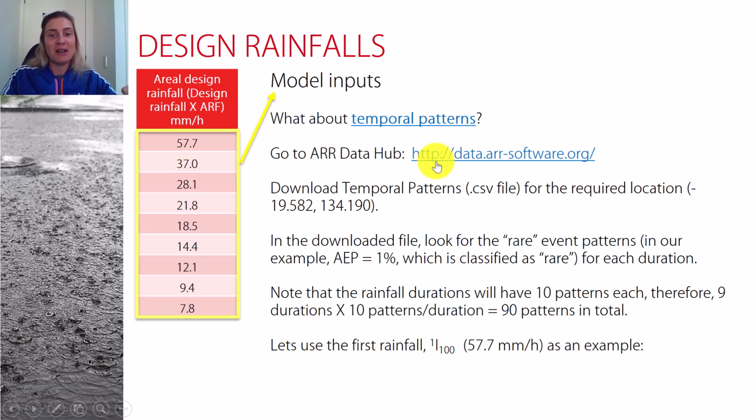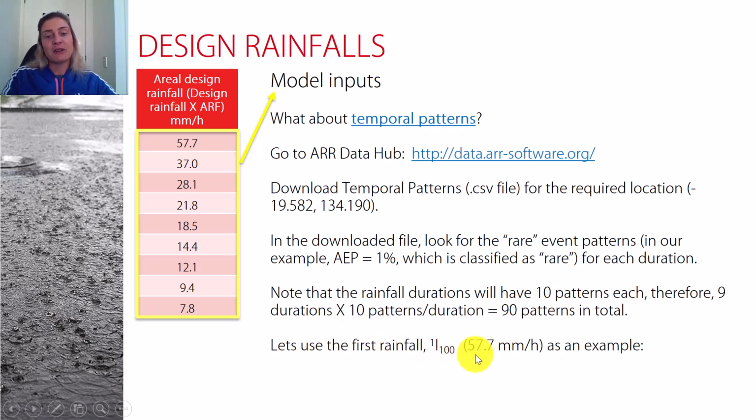For each of these rainfalls, you have to use 10 temporal patterns. So you go to the Australian Rainfall and Runoff Data Hub, enter the required location, download the file, which is a zip folder, then look for the rare events because it's a 1% AEP for each rainfall duration. And note that the rainfall durations will have 10 patterns each. Therefore, nine rainfall durations, which are these 9 rainfalls here, times 10 patterns equal to 90 patterns in total to be simulated in your model.